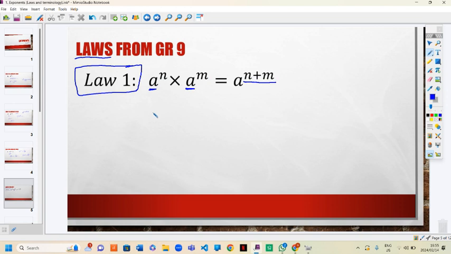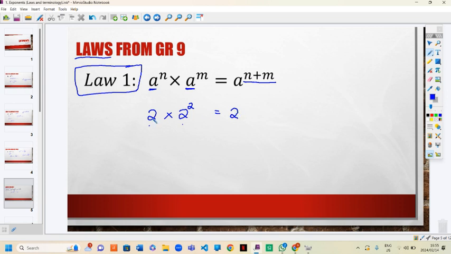So if I had, say, 2 multiplied by 2 to the power of 2, let's see what that is. Do I have same bases? Yes, I've got a 2 and a 2. Am I going to multiply these bases together? No. I'm going to keep the base the same.